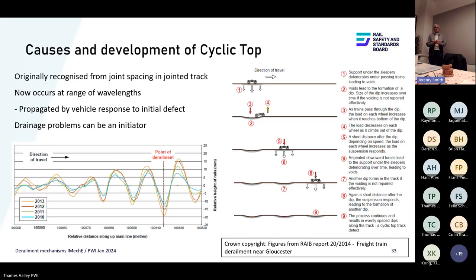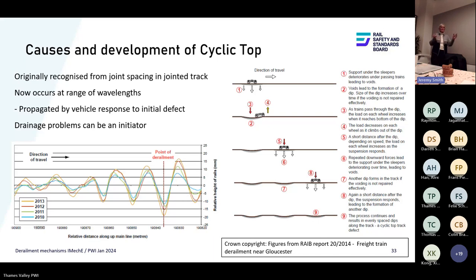This is how cyclic top develops. In the case of Gloucester, the initial defect was a drainage problem. And it quite often is something local, like a drainage problem. So there was a dip. The vehicle sees the dip, it goes into the dip, it comes out, it goes back down again. They all do the same thing. So they put in a second dip a distance further on.